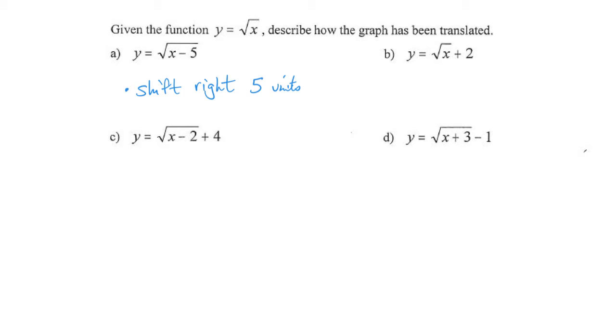So the first thing that we should be good with is, in my original square root function, we have a couple key points. For instance, we know that our graph passes through (1, 1). We know it passes through (4, 2). And we also know that it passes through (0, 0).